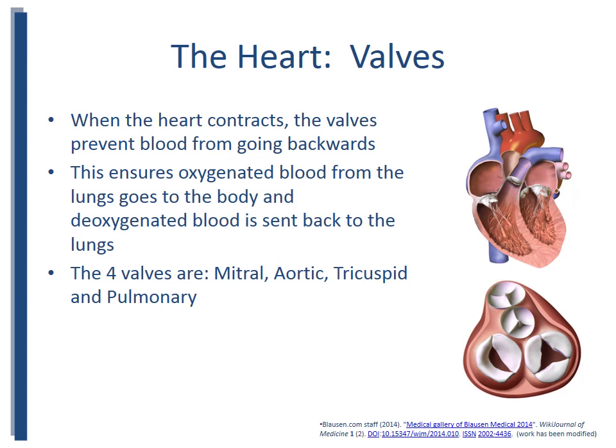An important feature of the heart is its system of valves. When the heart contracts, the valves prevent blood from going backwards and ensure that it keeps moving forward in a circuit. This ensures that oxygenated blood from the lungs goes forward to the body, and that deoxygenated blood from the body is sent back to the lungs.